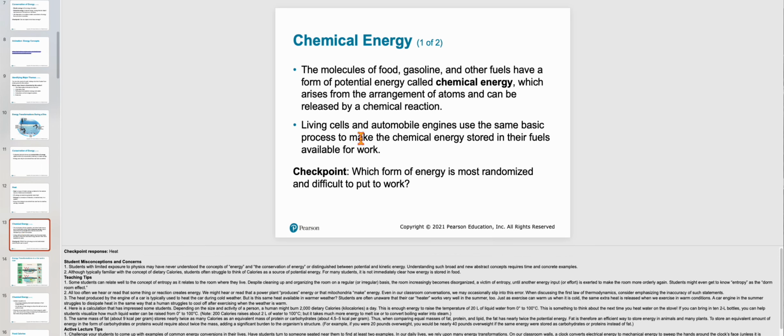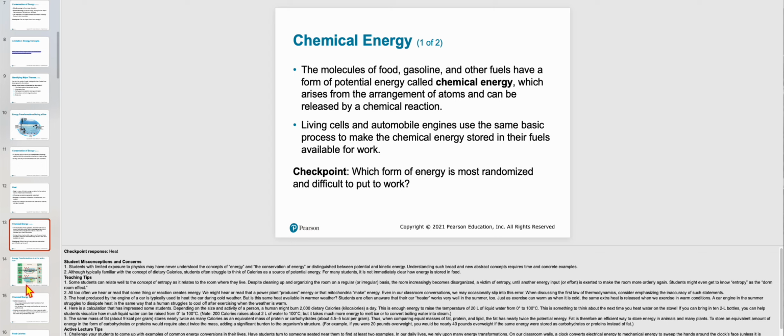Okay, next slide. Okay, this is chemical energy. We've already talked about it. So gasoline, food, other fuels, they're all forms of potential energy. So the food you eat is potential energy. Gasoline in a car, potential energy. Okay, right? So other kinds of fuels like hydrogen fuel. There are cars being built with hydrogen fuel. That's a form of energy. We have EV cars. That's a form of electrical energy being converted to mechanical energy eventually. So yes, we have some form like that. And then here, the line here says living cells and automobile engines are the same idea. They take chemical energy stored as their fuel for work.